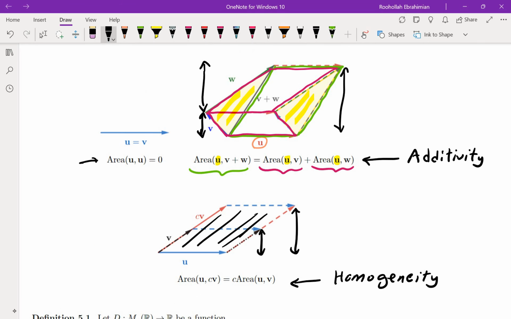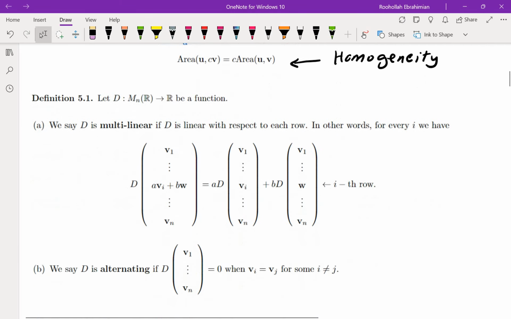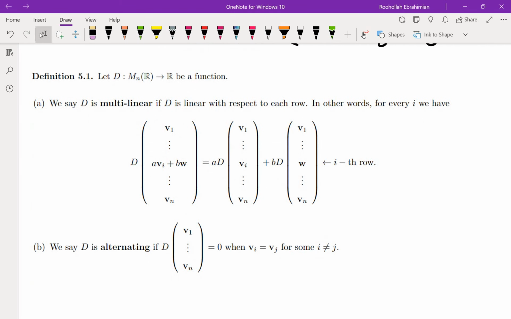And this one is not quite familiar, but we are going to start calling this alternating. So the area of u comma u must be 0. Okay, so let's now formalize everything we talked about here. Let d from M_n(R) to R be a function. We say d is multilinear. So what does multilinear mean?